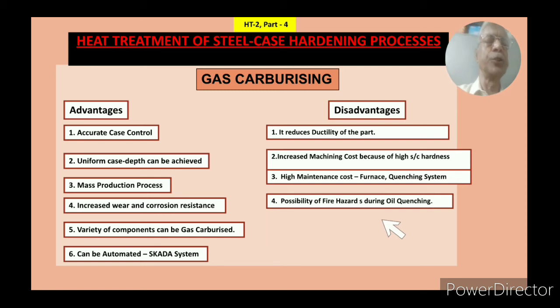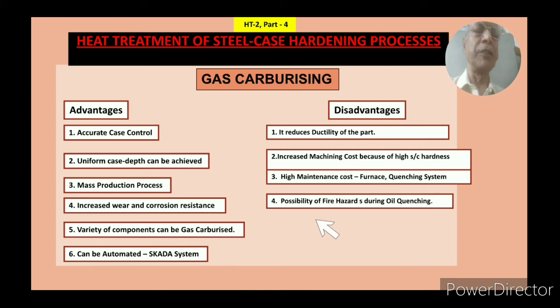The ductility is reduced. Machining cost increases, because of the very high hardness you have to take a different type of tools having a good hardness which can machine it out, otherwise it will be a failure. Then there is high maintenance cost because of the furnace, quenching system and all that. You have to go for a high maintenance cost. And there is the possibility of fire hazards during oil quenching.